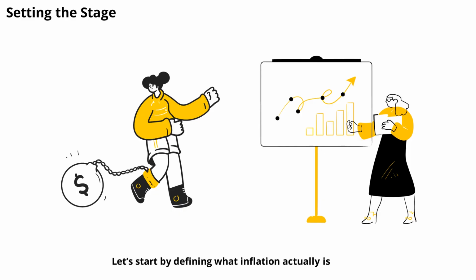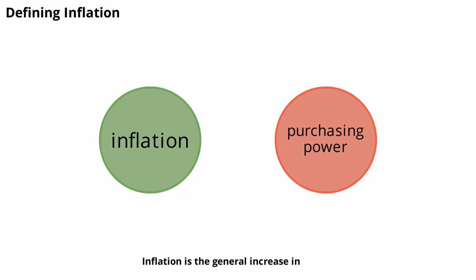Let's start by defining what inflation actually is. Inflation is the general increase in prices of goods and services over time. Imagine going to the store and noticing that your favorite snack costs more than it did last year. That's inflation in action. It's not just about one product, though, it's about the overall rise in prices across the entire economy. When inflation occurs, each unit of currency buys fewer goods and services, meaning your money loses some of its purchasing power. This is why economists and policymakers pay close attention to inflation rates.